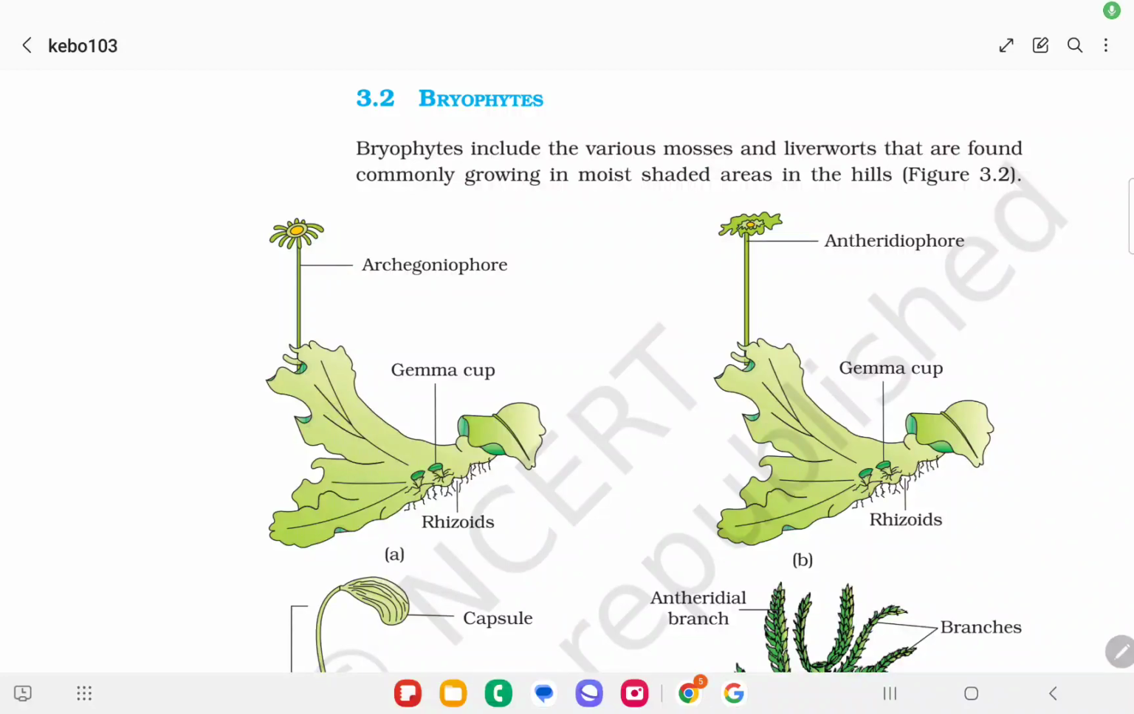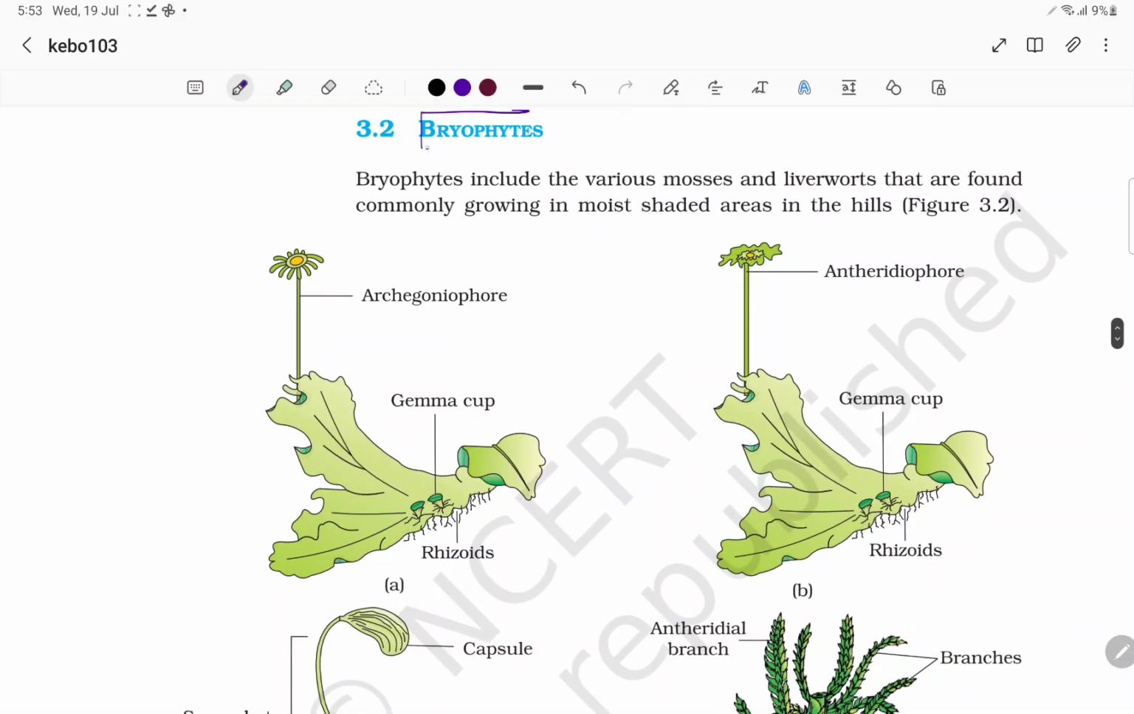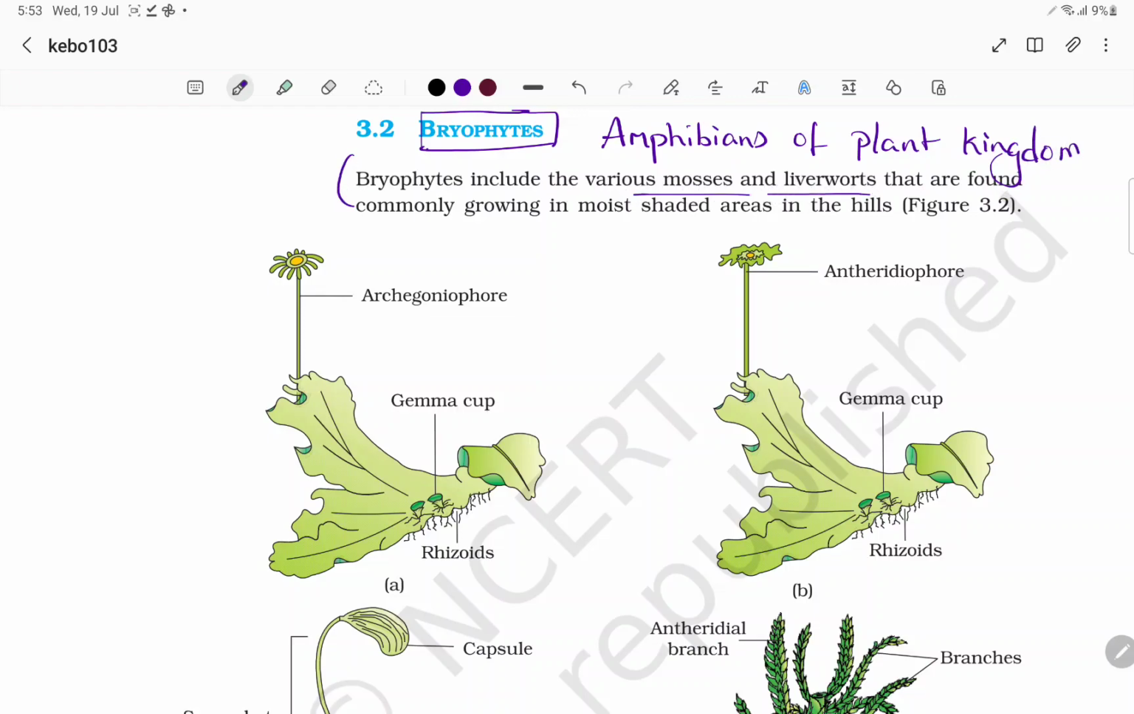Let's talk about the topic bryophytes. Okay, so bryophytes, we otherwise call them the amphibians of the plant kingdom, right? So bryophytes include various mosses and liverworts.